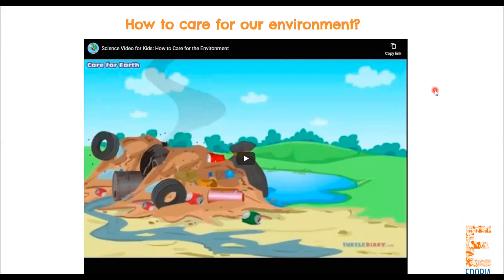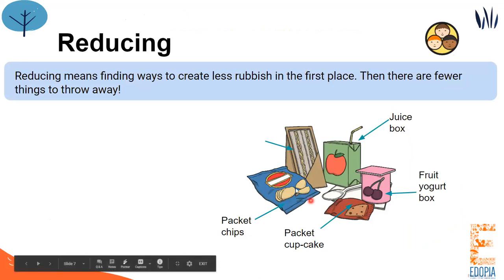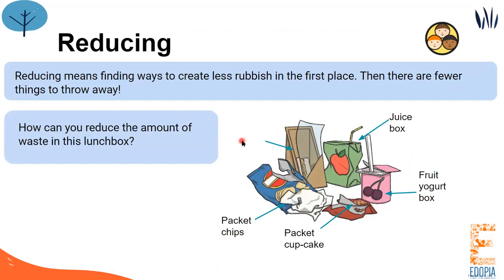Let's move on. Now, here you see a lot of packed goods: a packet of chips, a packet of cupcake, a fruit yogurt box, a juice box, and even a sandwich wrapped in plastic. So, what do you think? How can you reduce the amount of waste in this lunchbox? The wrapper of chips, the wrapper of everything, all these things, and the juice box even. Think for a minute and then proceed with the video to know how you can actually reduce.